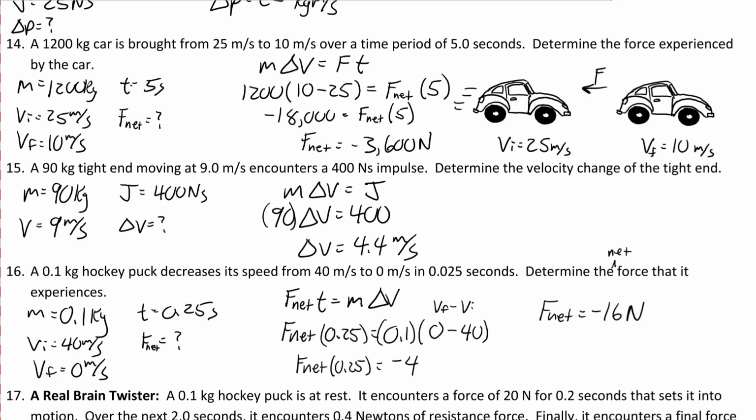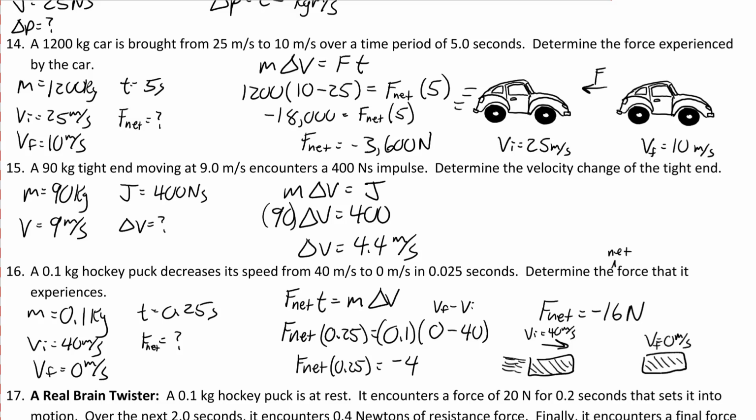So again, the force is negative. It's kind of like the car problem up above, because you have the hockey puck coming in at a velocity of 40 meters per second, and it slows down to a stop. So it's fast. And now the final velocity is 0 meters per second. Well, how did it slow down?